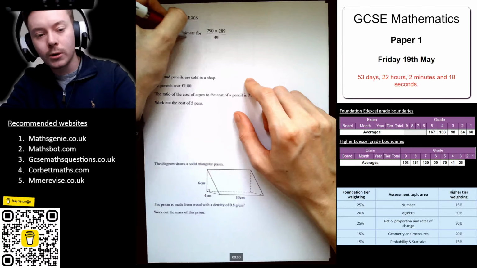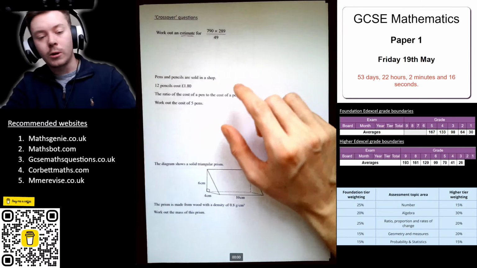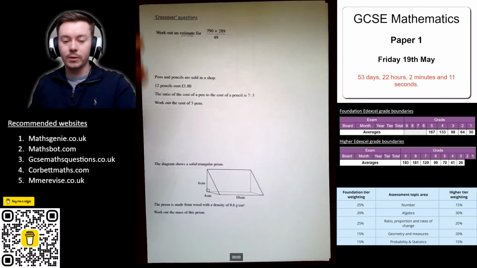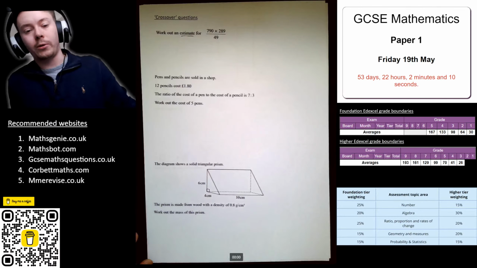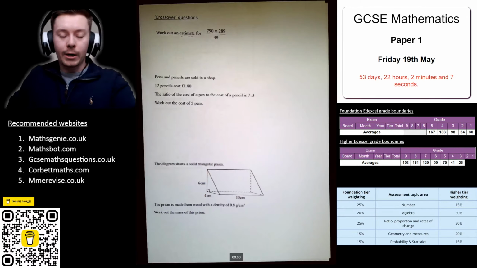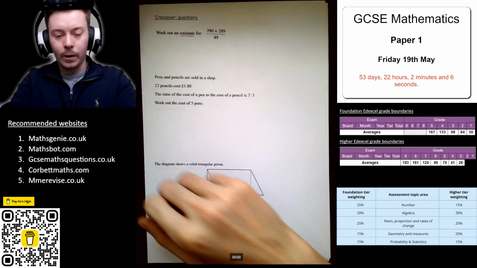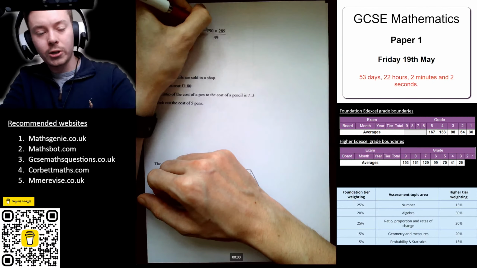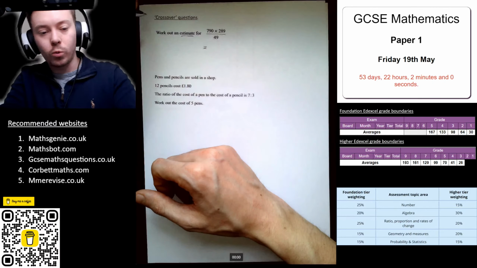Okay, estimate. That's the key word here. So that means we have to basically approximate each of these numbers. Now I can't remember whether these questions are from the calculator or non-calculator paper. So if it's possible without a calculator, I will. If not, I'll do it with the calculator. Round each of these numbers, as a general rule, to one significant figure.